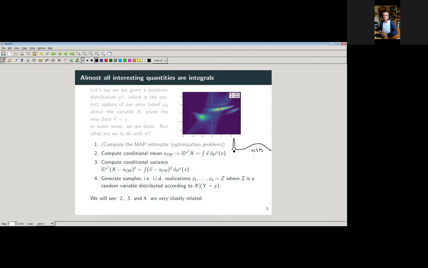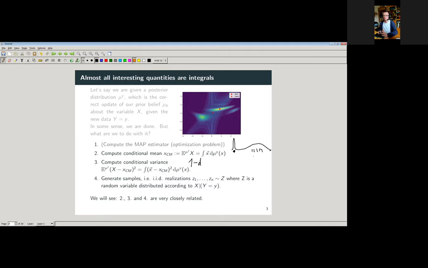The conditional mean is the mean of the posterior, which is the average. It's best explained visually. You integrate the variable with respect to the measure. This gives you, in this example here, this small red dot here. And you can also compute conditional variances. So this is a formula for 1D, of course. In high dimensions, you have matrix products here. But the conditional variance in this case would probably give you something.